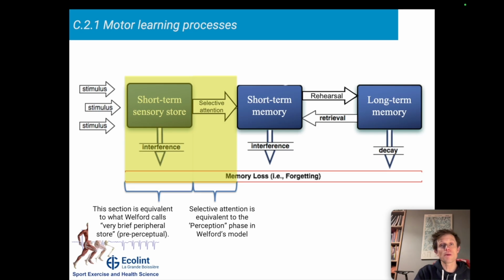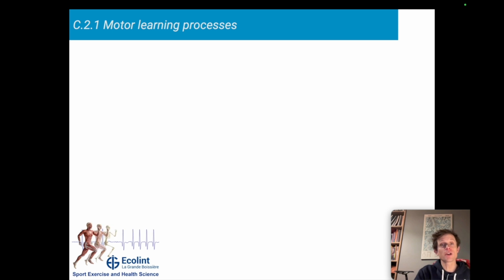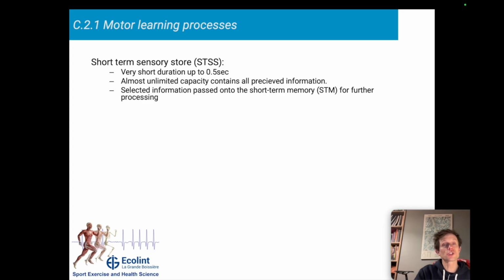The short-term store, if you remember in Welford's model, refers to the first part of the short-term memory, which is split between the short-term store and decision-making. So the models are quite similar, they just use slightly different names to refer to some of the different stages of the process. If we look at the characteristics of these different elements of the process, we can see that the short-term sensory store has a very short duration of about half a second. It has an almost unlimited capacity and contains almost all of the information that we perceive from the world around us and from within our body. Selected information can then be passed on to the short-term memory for further processing.